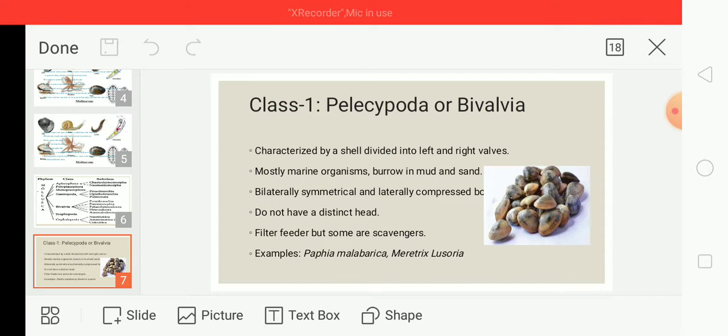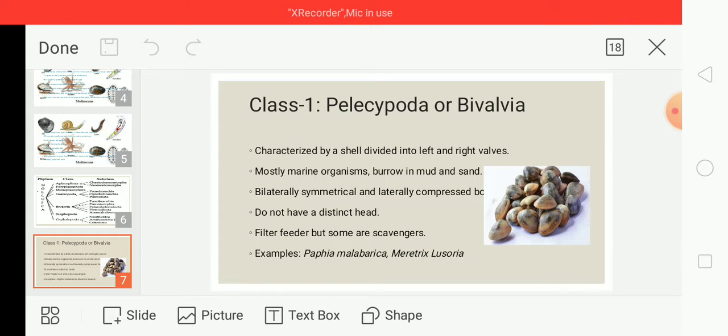Sexes are separate. Gonads open into the mantle cavity, and development includes the trochophore larva, veliger larva, and glochidium larva. These are the three larval stages. They are totally aquatic, sedentary, and burrowing in habit. An example of this is Paphia malabarica.